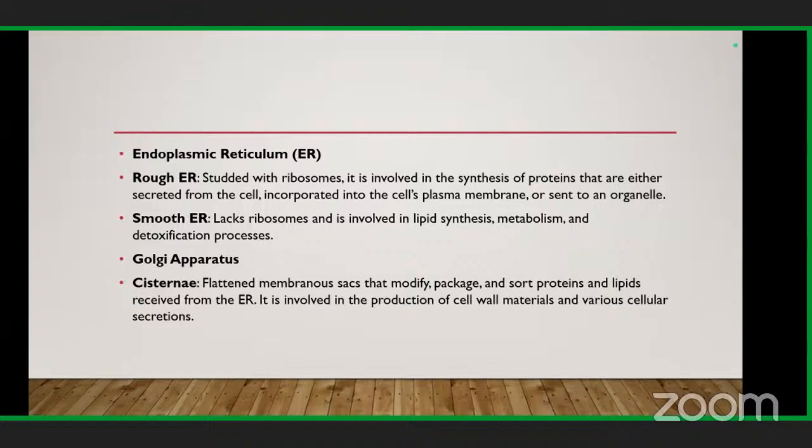Next organelle is the endoplasmic reticulum, ER. There are two types: the rough endoplasmic reticulum and the smooth endoplasmic reticulum. The rough ER is studded with ribosomes. It is involved in the synthesis of proteins that are either secreted from the cell, incorporated into the cell's plasma membrane, or sent to an organelle. The translation process takes place in the rough ER, which is filled with ribosomes.